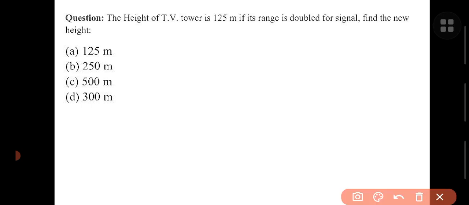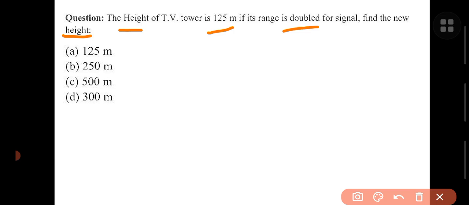The height of the TV tower is 125 meter. If its range is doubled for signal, find the new height. Option A 125 meter, option B 250 meter, option C 500 meter, option D 300 meter.